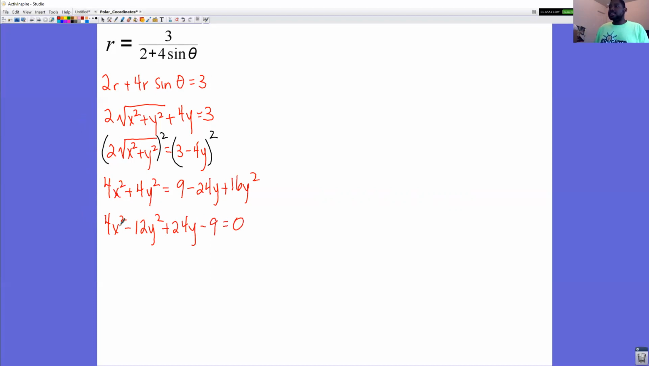And as you can tell, your x squared term is positive, but your y squared term is negative. So that would mean this graph is a hyperbola. So now we're going to complete the square to get the true form of this hyperbola. Just like before, we're going to group our x terms together. So 4x squared goes over here. And then our negative 12y squared term goes here, plus 24y equals positive 9. We added 9 back to the other side of the equation.